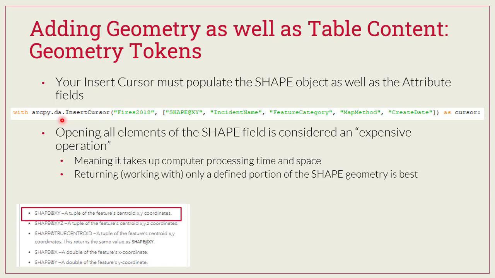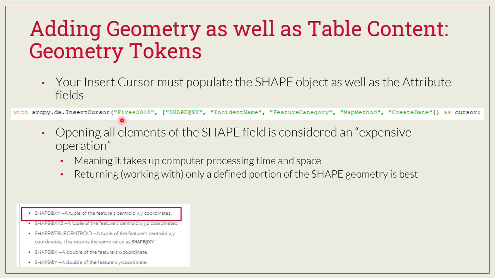And you'll see this here. This is a snippet of a line of code that is using insert cursor. And we can see here that our in table is something called Fires 2018. I know that it's a geodatabase feature class. I'll pause for a second. Do you know why I know?